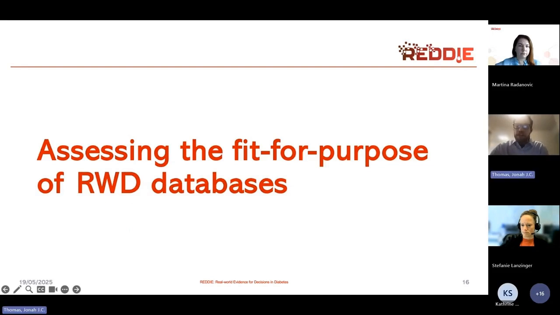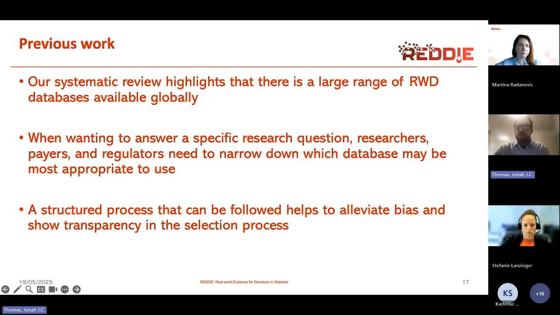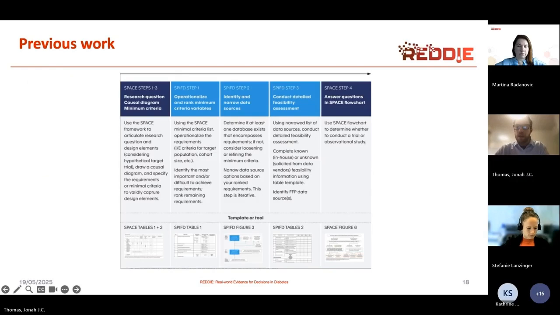I'd now like to move on to talk about assessing the fit for purpose of these real-world data databases. So we identified this very large number of databases, and it shows there's a huge amount of real-world data available that may be useful to answer research questions related to diabetes. However, researchers would need to narrow down which database they may be interested in before they can begin answering their research question. And we felt a structured process could be followed, which would help alleviate bias and show transparency in the selection process as to which datasets were being used to answer which research questions. A number of tools have previously been developed to do this.